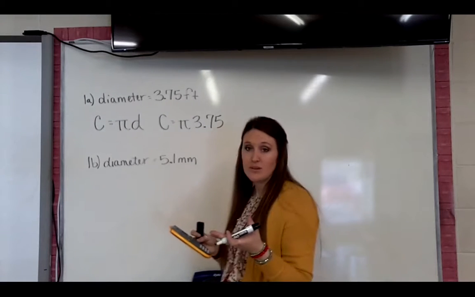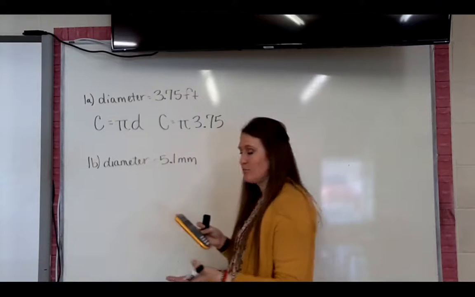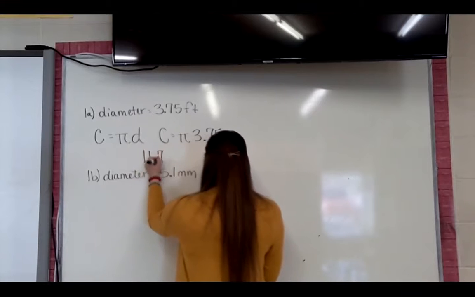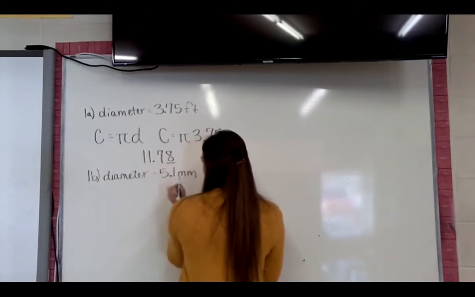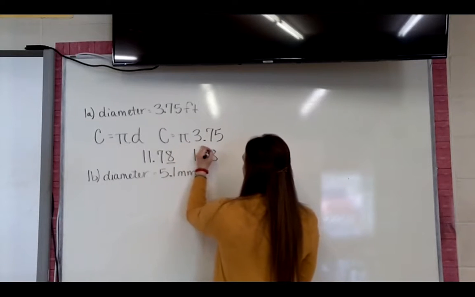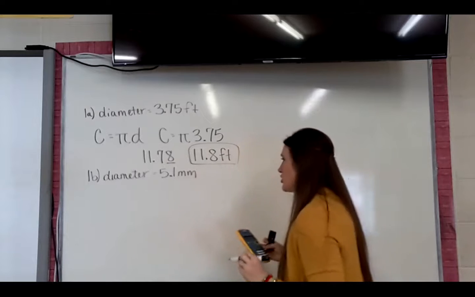Now, the hardest part is rounding. Round to the nearest tenth place, which means one behind the decimal. So I'm going to write 2 behind the decimal so we can see. 8 rounds up, so this 7 becomes an 8, so I have 11.8 feet. Don't forget your units. That's the circumference of that circle.